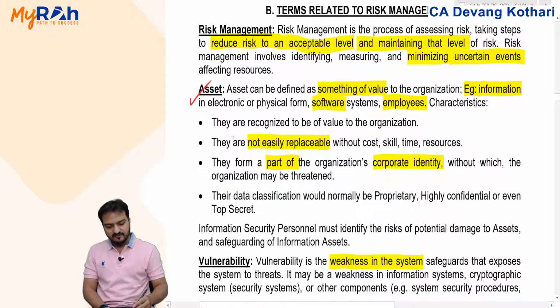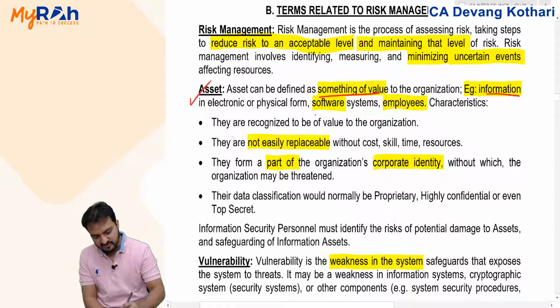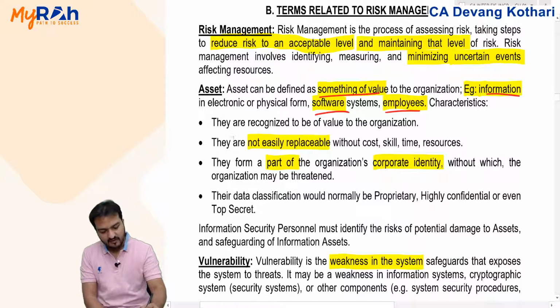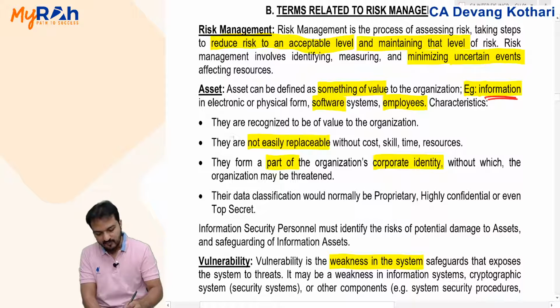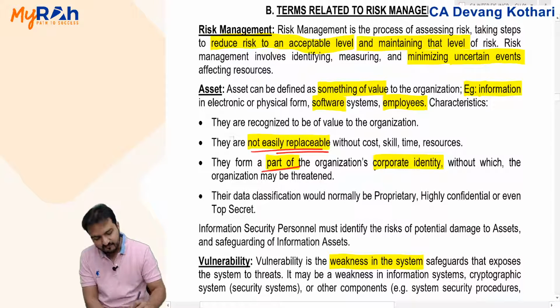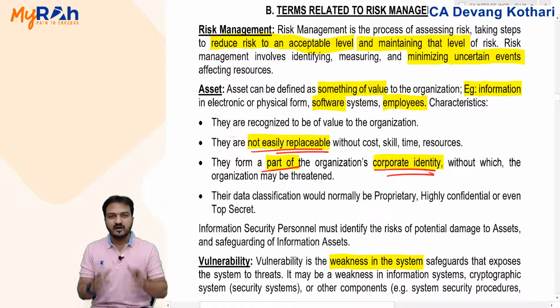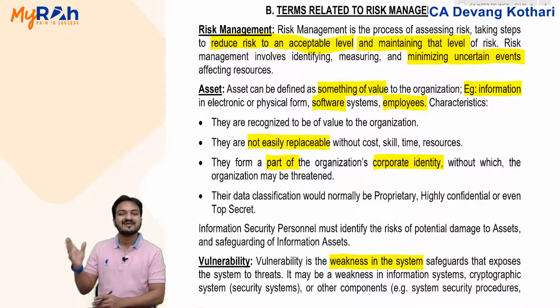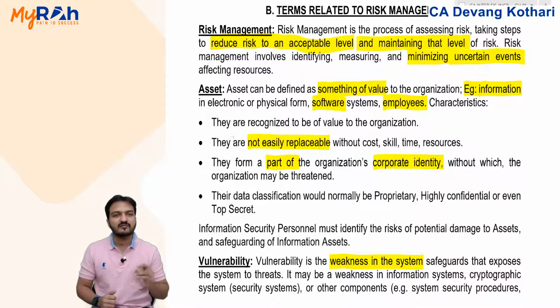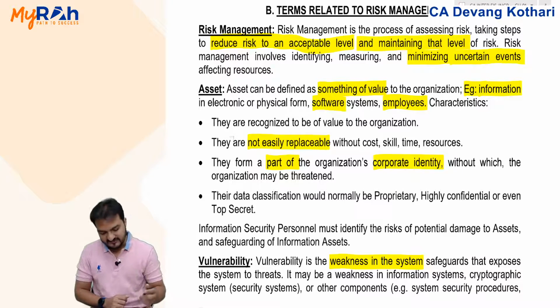Well, in other words, asset means something that is of value. Information, software, or employees might be an asset. Information is an asset for the company because information is valuable. Software is also valuable. Employees are also valuable. An asset is something that cannot be easily replaced, and it forms a part of the corporate identity. A company is known because of its assets. Some companies are known because of their information, some because of their software, some because of their employees. That is an asset.